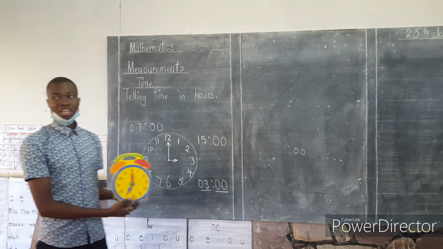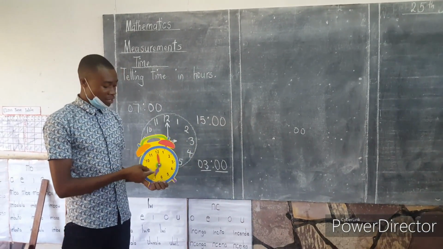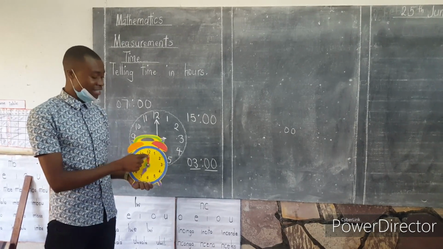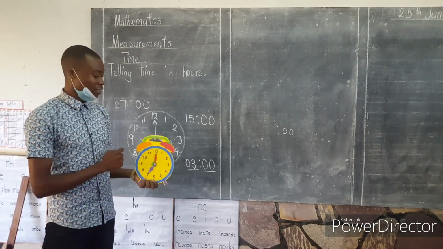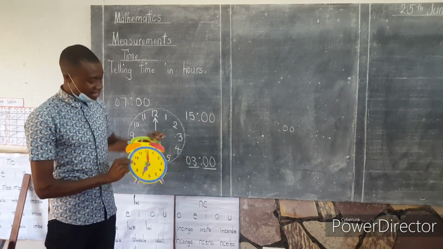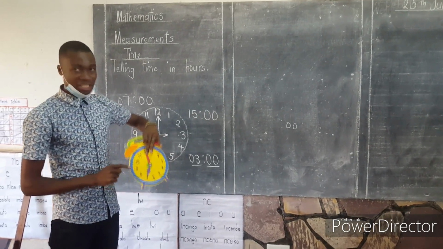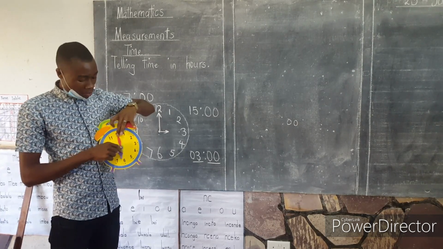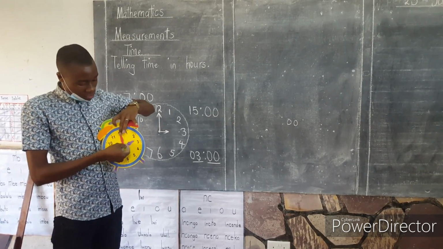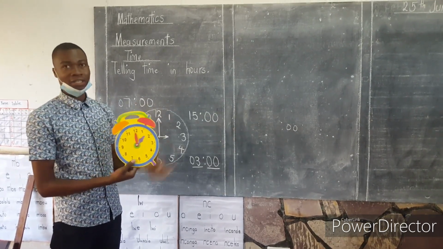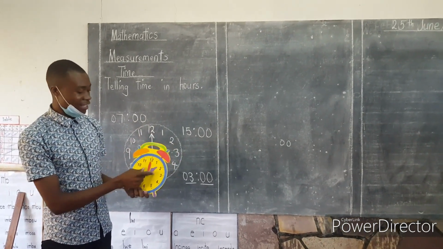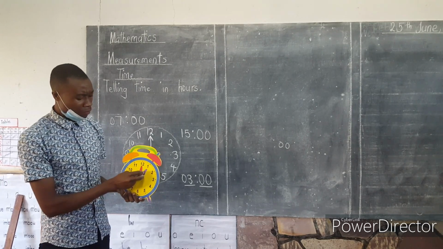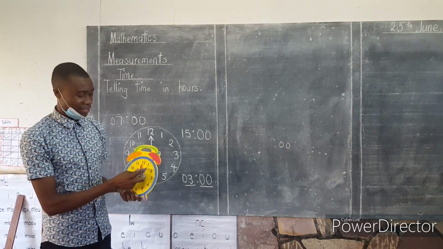So here with me is a model of a clock. This is the short hand for hours, then this is the long hand for minutes. I said if the long hand is pointing at 12, then on the part of minutes it is 00. What if this short hand is pointing at 1? What hour is it?